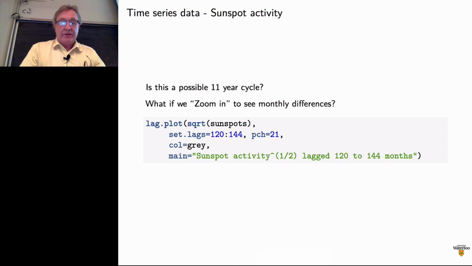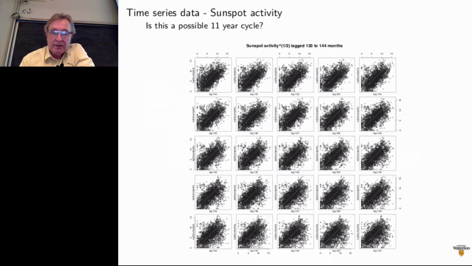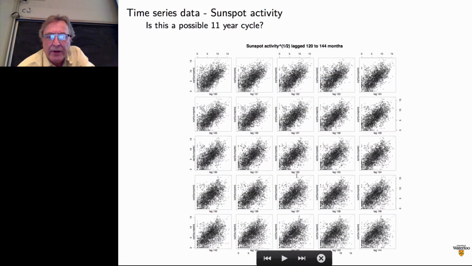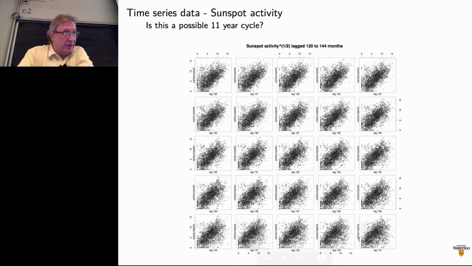So I'm looking at the square root of the sunspot counts, lagged 120 to 144 months. 132 months is 11 years. So 132 is around here. And again, you are seeing this tight coupling, this tight correlation around 132, and it's kind of tight on the other side, and it's getting tighter as we get closer to 132 and then falling off again as we get farther away. So maybe there is an 11-year cycle. Whatever the sun's up to, it's doing it on 11 years. Okay, in its activity.